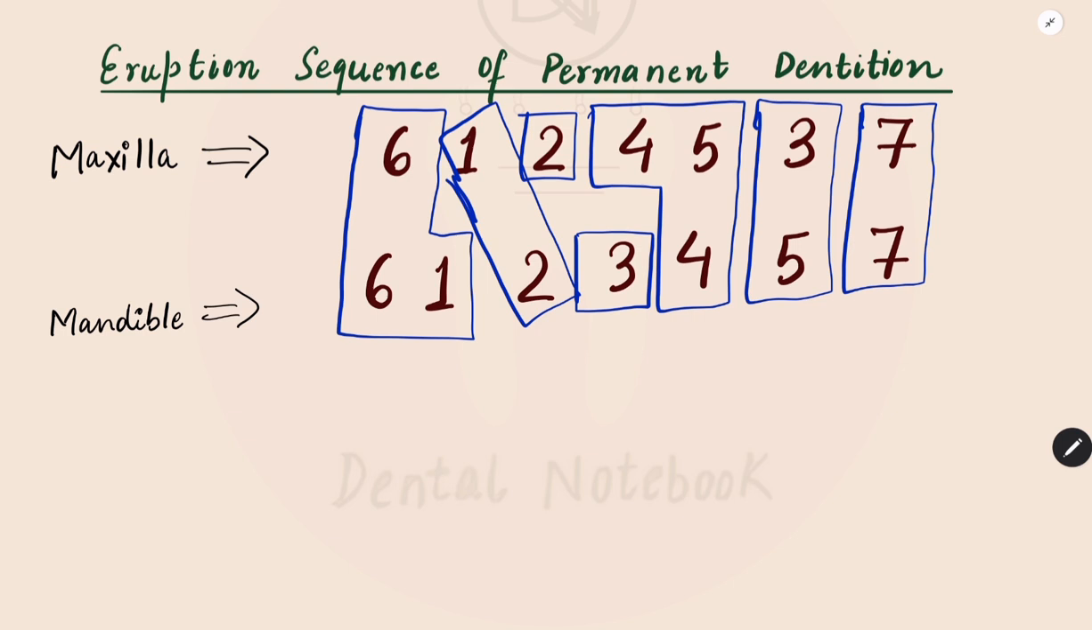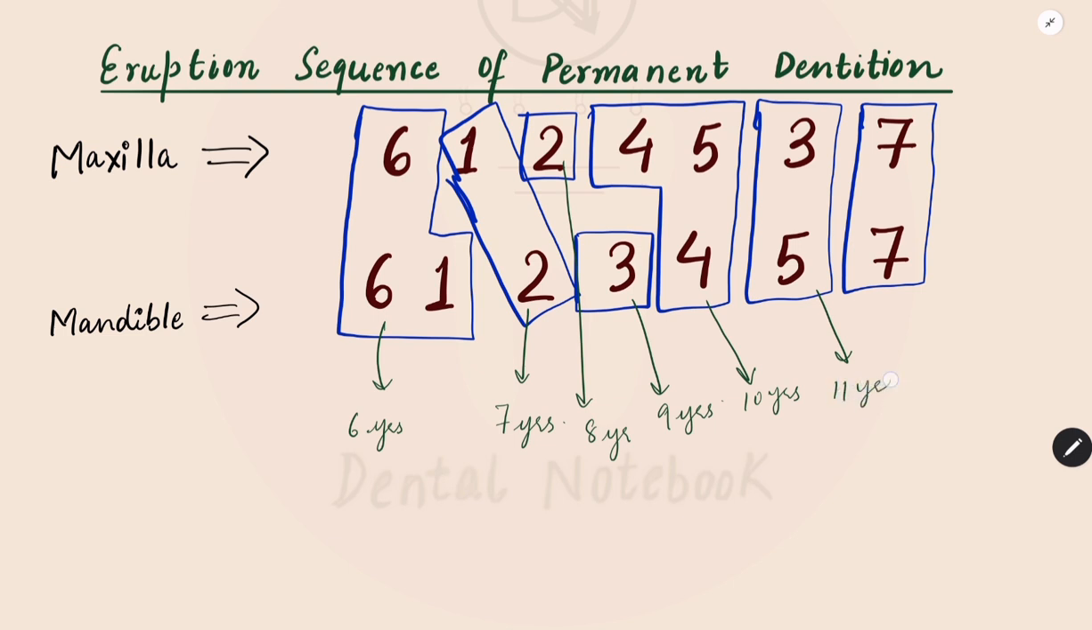Now let's see the age group by which it develops. So this one would be your 6th year. Add just 1 year after it. This would be 7th year. This one is going to be your 8th year. This one will be your 9th year. This one is going to be your 10 years. This is your 11 years. And this is going to be your 12 years.